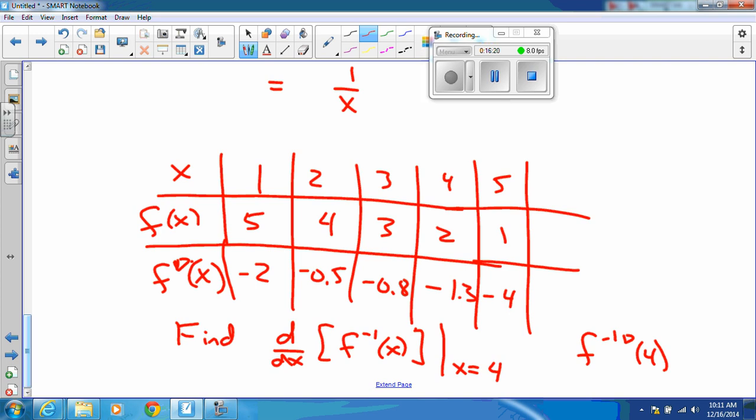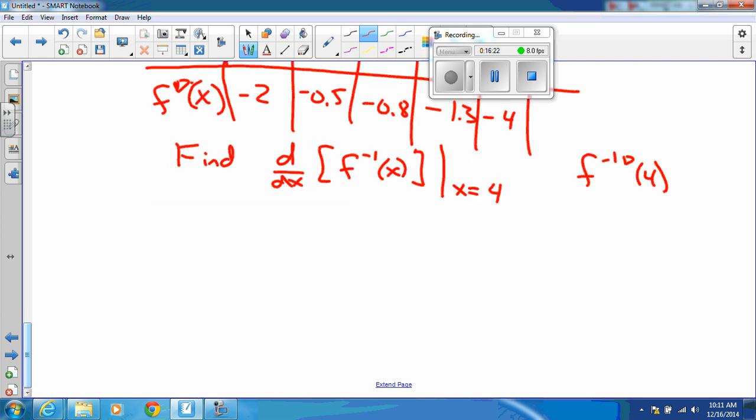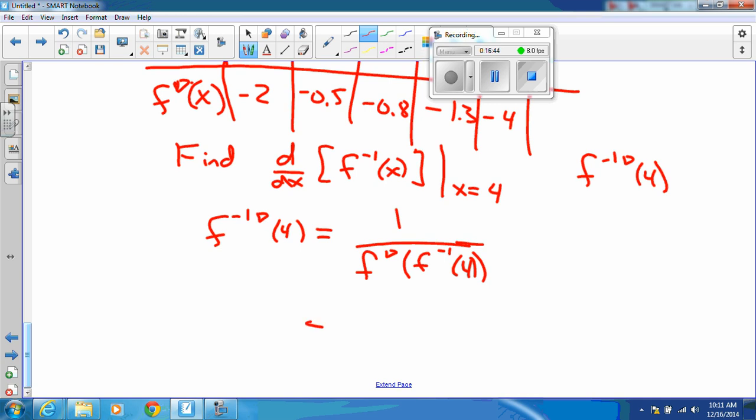Does everybody understand the question? Okay. And so now we appeal to the inverse function theorem to do our heavy lifting for us. We're going to say that f inverse prime of 4 is, give me the form, everybody. 1 over. And specifically of 4. I'm looking for f inverse prime of 4 and not just f inverse prime of x.